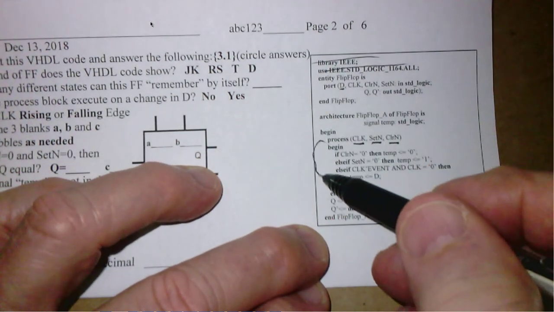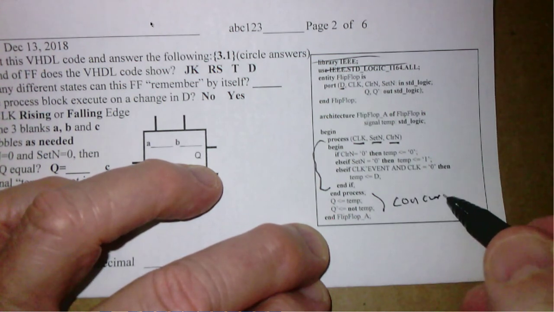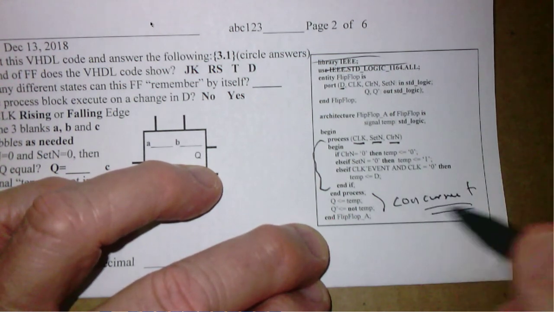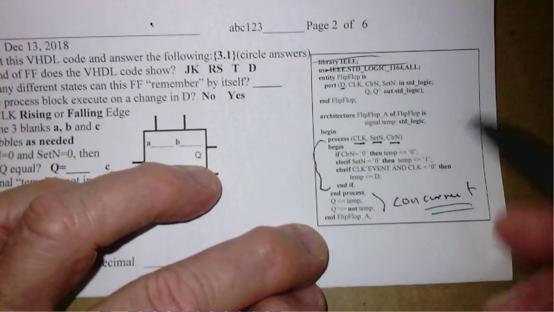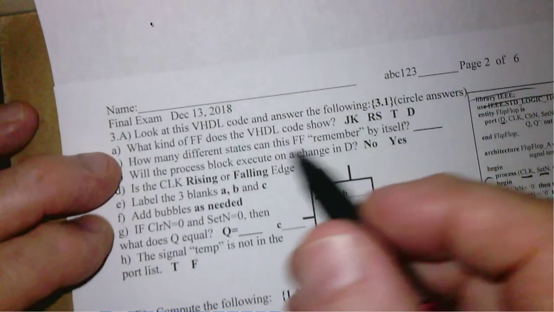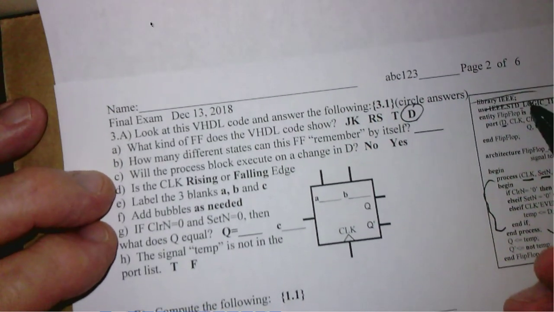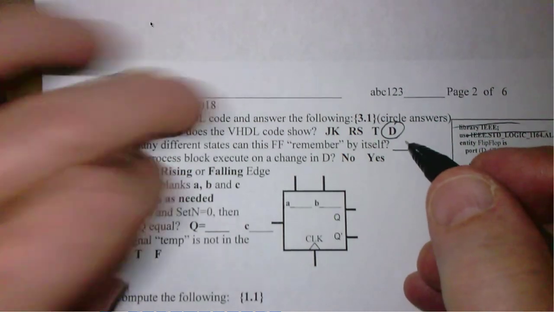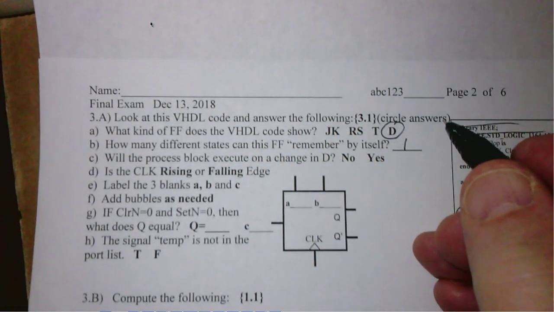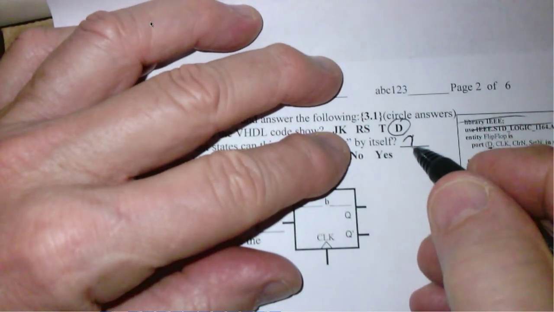And our process block is just this. These are concurrent, so they're continuous assignments. These are sequential assignments. All right, so armed with this, we should be able to do it now. What kind of flip-flop does this show? It shows a D. How many different states can this flip-flop remember all by itself? Well, flip-flops can remember one bit, either a 0 or a 1. Oh, sorry, so it can remember two different states.